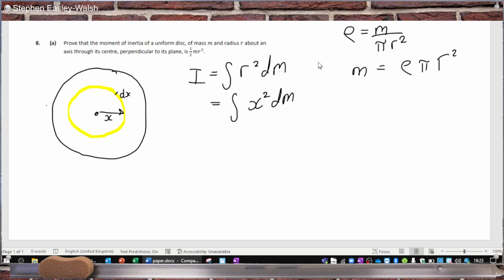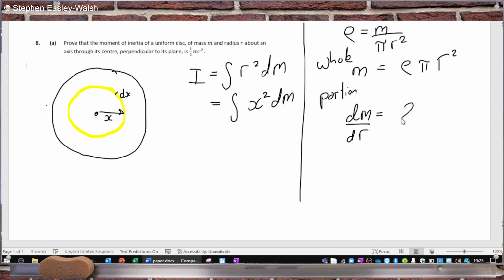Now that's for the whole disk. Just for the portion of the disk, its infinitesimally small mass, what would that equal? Well, what we can do is differentiate this, dm dr. So that would be 2 rho pi r. So you get dm is 2 rho pi r dr.